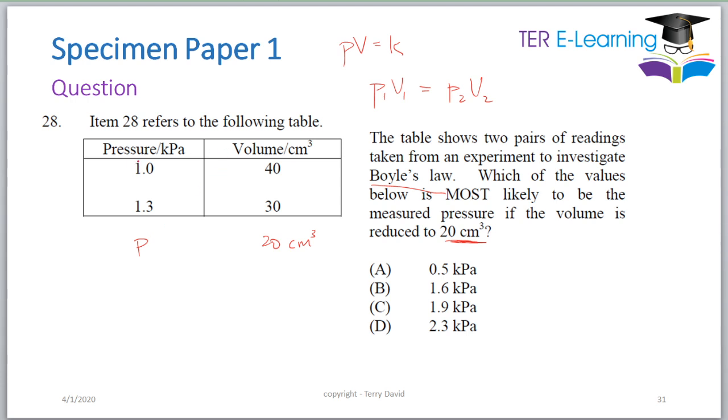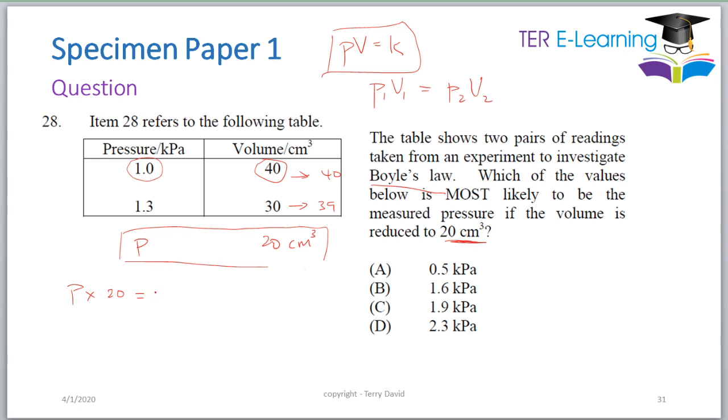Now, if you look at something here, we have a pressure and we have a volume. Remember Boyle's law is PV is a constant. So PV in this first reading here will be 1 multiplied by 40. So my constant here is 40. For this one here, it's 1.3 multiplied by 30. You get about 39. So for this particular reading, where we don't know what the P is, we're going to say P multiplied by 20 cm cube, right? I could use either the 39 or the 40, no matter.